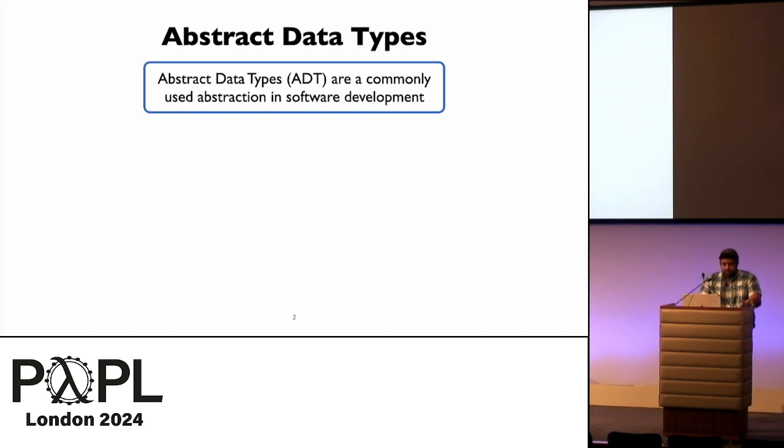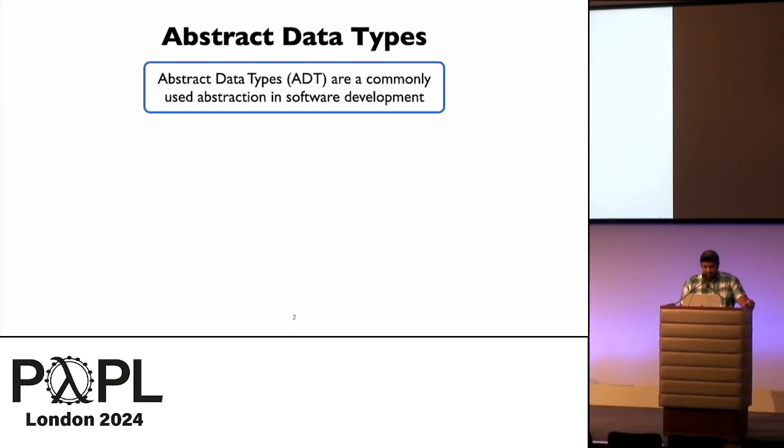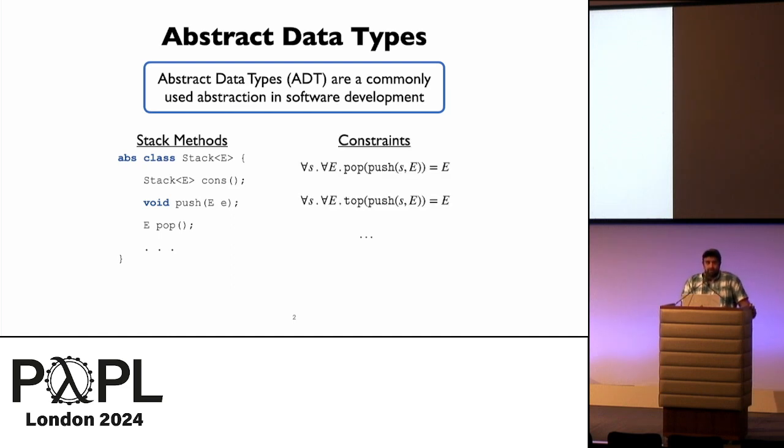So abstract data types, or ADTs, are a commonly used abstraction in software development. Recall that an ADT consists of a set of method declarations as well as constraints specifying aspects of their behavior. For example, an ADT for a stack will declare various methods like push, pop, etc. And will also come with certain constraints, like pushing an element and then popping it will return that same element.